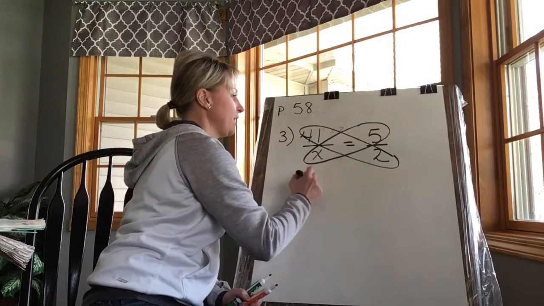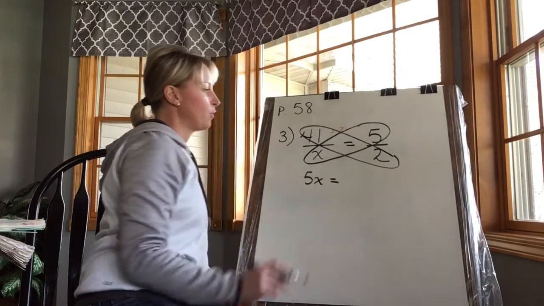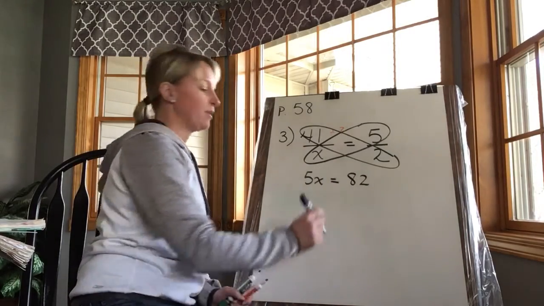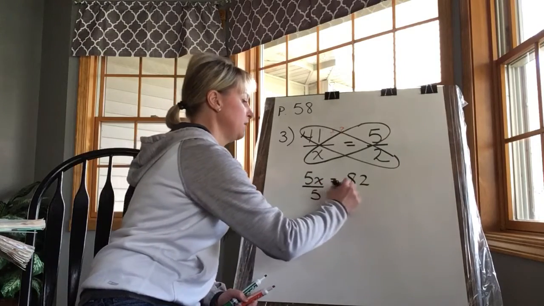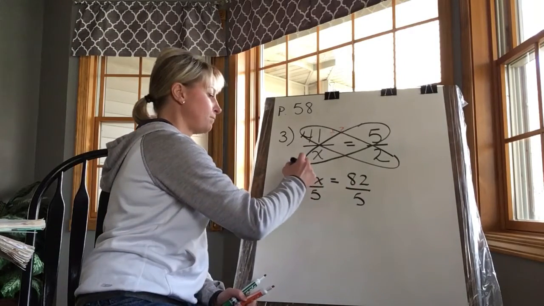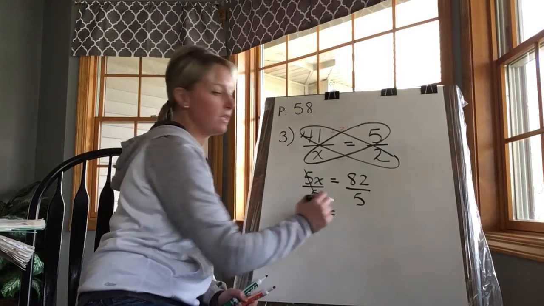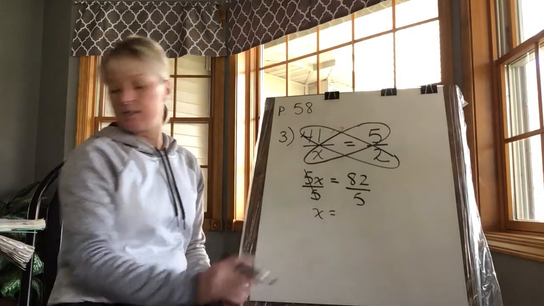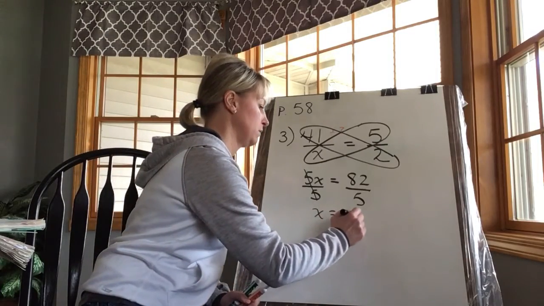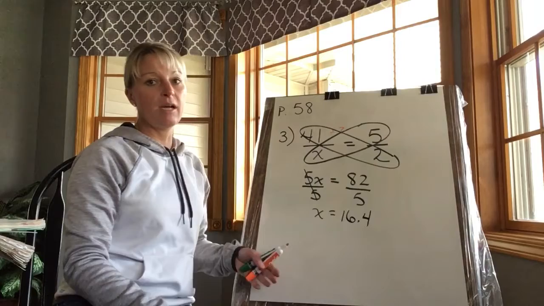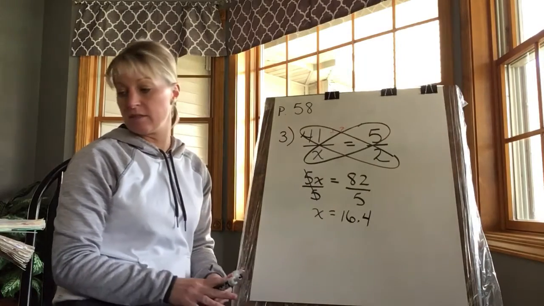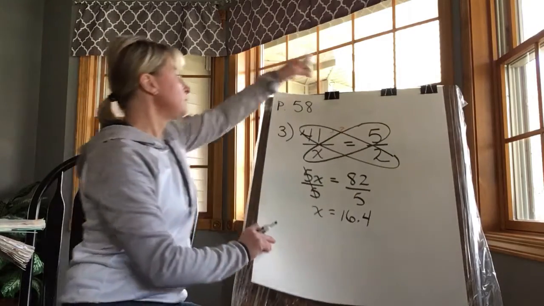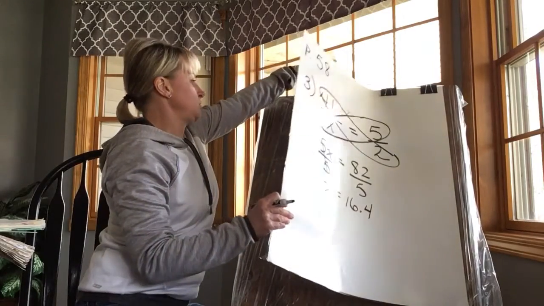And so then I have 5x equals, and then 41 times 2 is 82. And then I'm going to divide by 5, divide by 5. X equals, and then 82 divided by 5 in my calculator was 16.4. So you see, sometimes you can do it by the equivalent fractions, but sometimes you can't. So let's try one more problem and do the last story problem together.